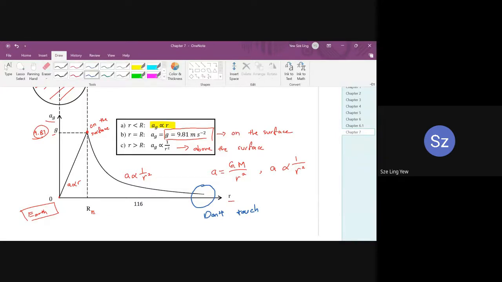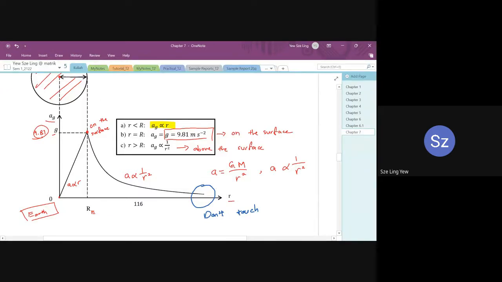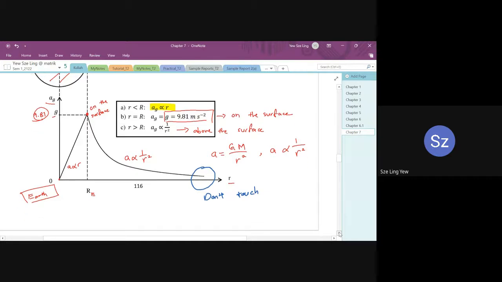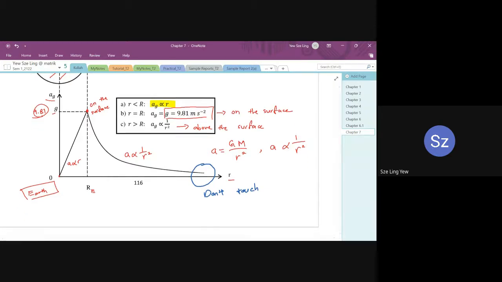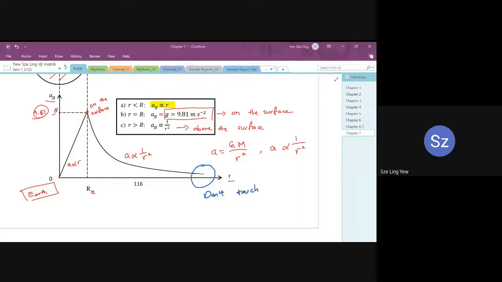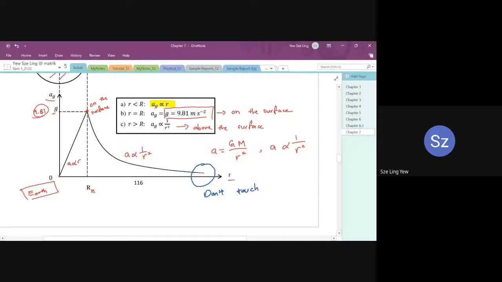So this is the thing that you have to be careful about when you sketch the graph. So graph sketching is a very popular question in the exam. Make sure you know how to sketch the graph. And don't let it touch x-axis. It will never touch. It will touch it at infinity. Okay, so you just draw it very close to x-axis, but don't touch the x-axis.